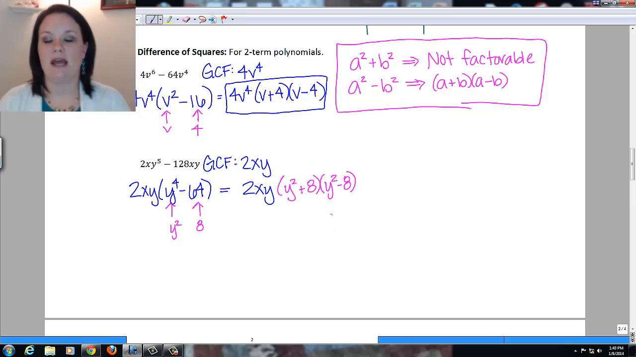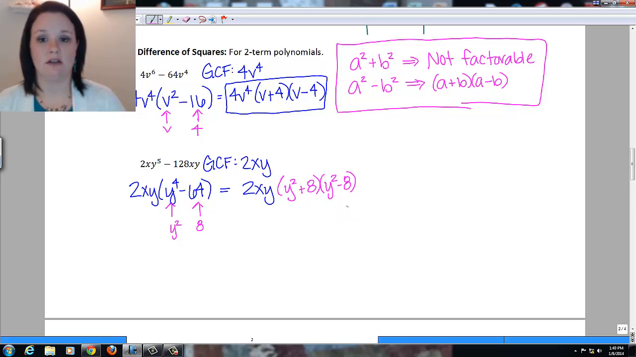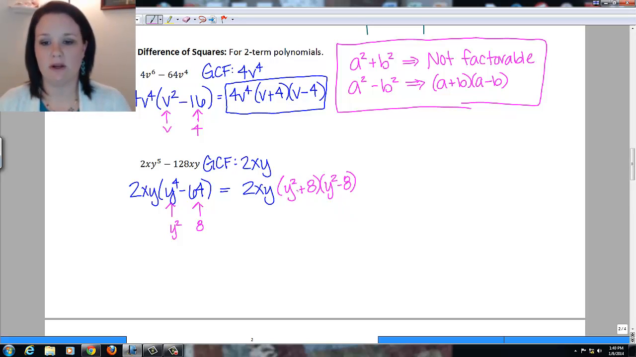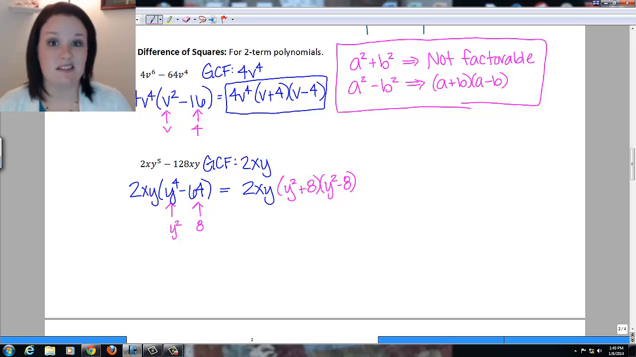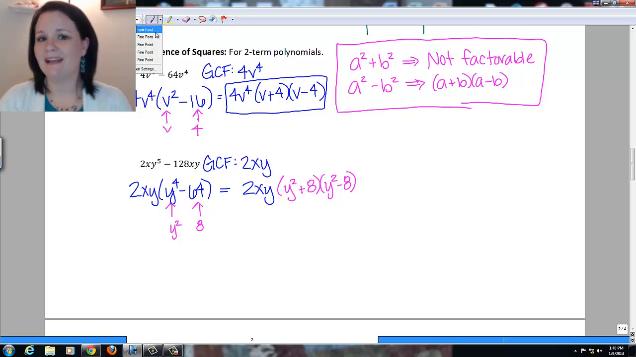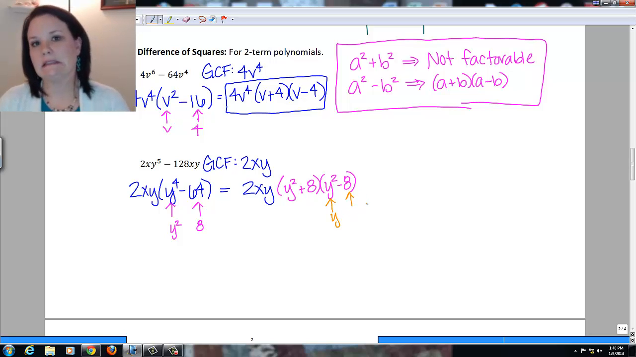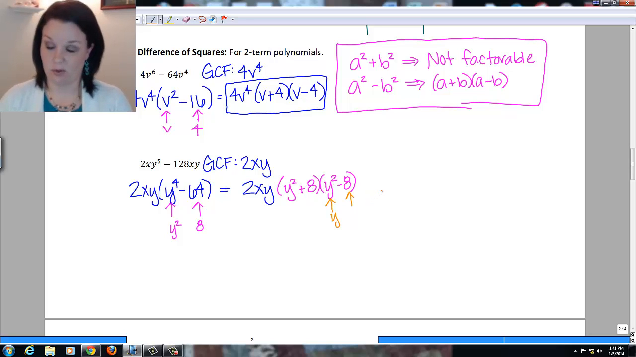Okay, and then I look, am I fully factored? If I look at my first pink factor, y squared plus 8, I can't go any further. They don't have common factors, and it's a sum of numbers, so I can't do anything else. Now on the second one, however, I could go a little bit further, right? Y squared is a base of y, and then 8, well, it's not really a perfect square, but I'm going to go ahead and show you how we can work it if it was a perfect square.